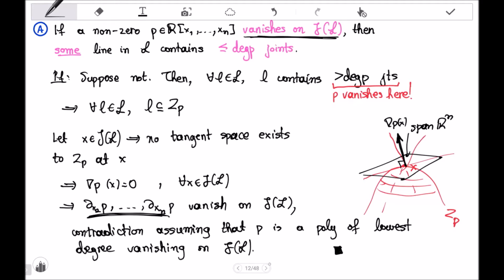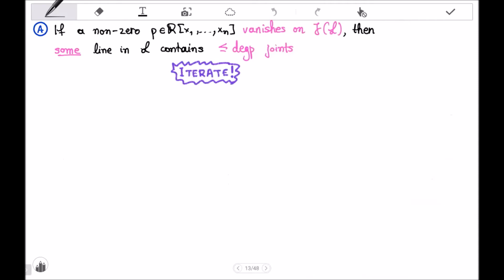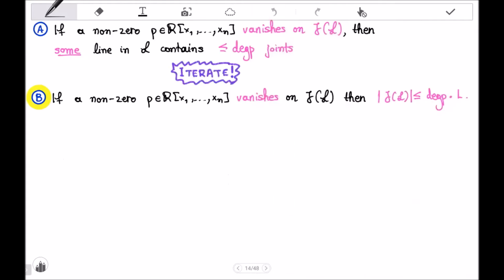And that's really where we use up the joints property. We used it here in this argument. Then we simply need to iterate this appropriately to get control not only on one line, but on all of the lines. So the thing we aim for is that if we do have a polynomial vanishing on the joints, then we immediately get a bound on the number of joints that depends on the degree. And notice this bound is the number of lines times the bound for the nice line from the previous step.